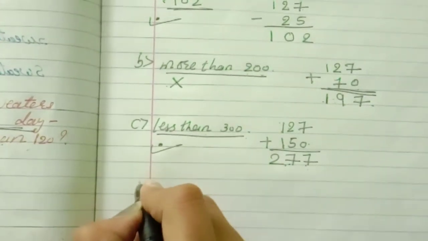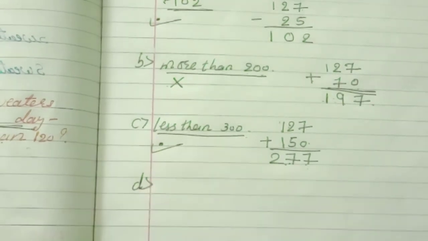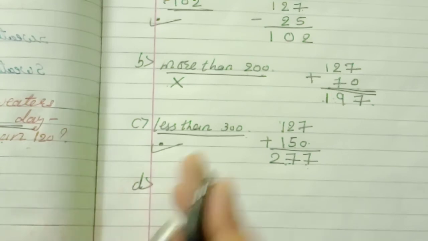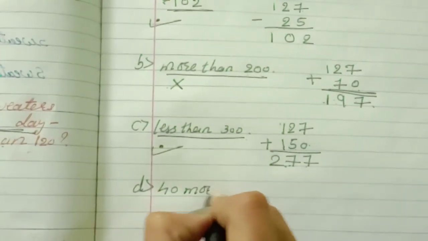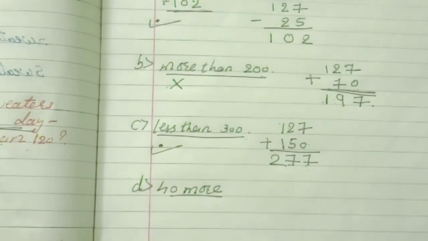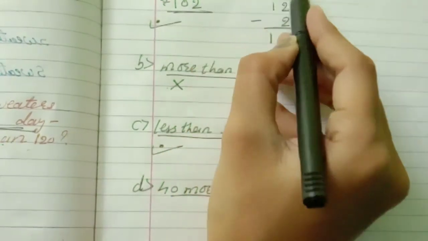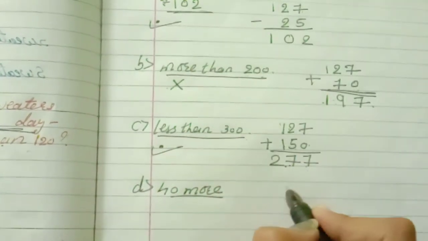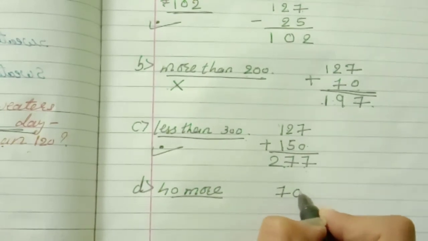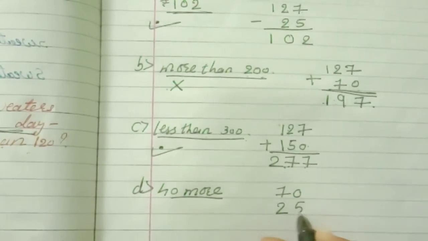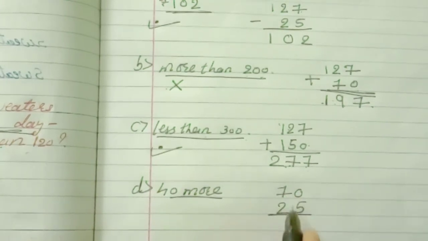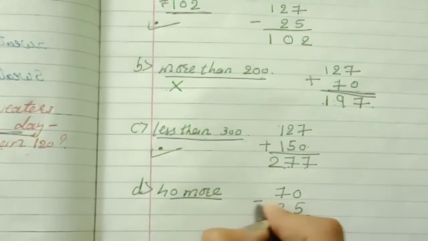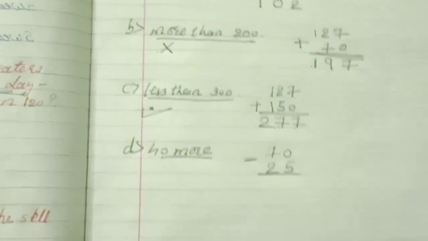Now D. In D, oil costs 40 rupees more than a pack of biscuit. Is it 40 rupees more or not? That we will check. Oil and biscuit. Oil costs 70 rupees and biscuit costs 25 rupees. We have to compare. Is it more or less than 40?